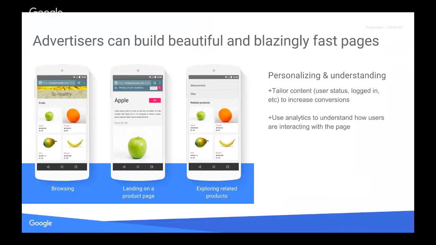You advertisers, or maybe if you're a publisher, you can build beautiful and fast pages. It's all customizable. You can personalize your website. You can tailor your content. You can know what your user status is. You can track logins to increase conversions. You can also use analytics to understand how users interact with your web pages and what their behavior is. So yeah, it's all very data driven too. You can always measure what's happening on your AMP page like you would on your actual mobile site.